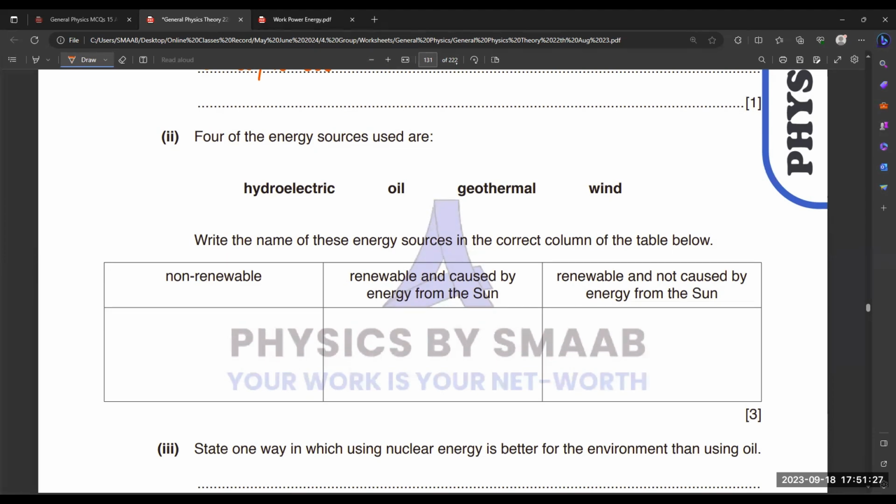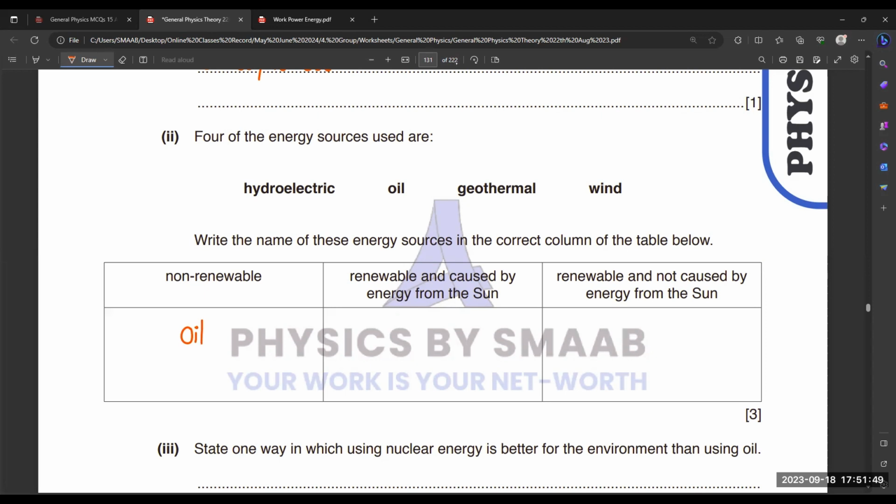So there are three columns. First one is non-renewable, second one is renewable and caused by energy from the sun, and third is renewable and not caused by energy from the sun. Non-renewable is oil, right? Okay.